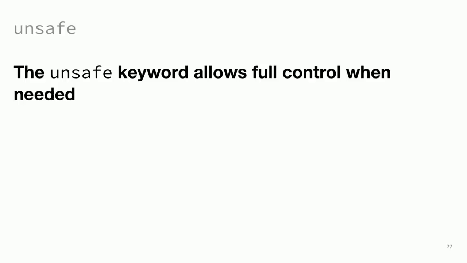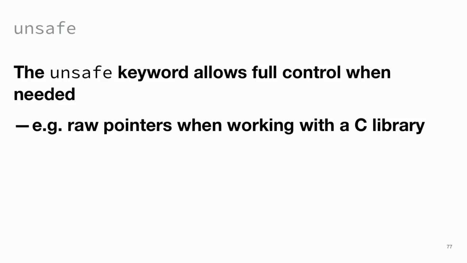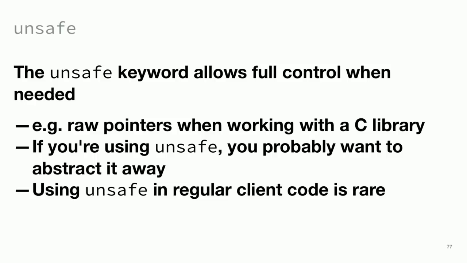So to quickly highlight how this is possible, we have the unsafe keyword, which tells Rust, I know what I'm doing, just don't worry about what I'm about to do here with memory or lifetimes. You can bypass most of the safety checks if you need to, for example when you're working with a C library that communicates in raw pointers. If you're using unsafe, you probably want to abstract it away. I think it's very rare that you'll see much unsafe code in the client code that you're writing. If you're writing unsafe code, you're probably building a library.